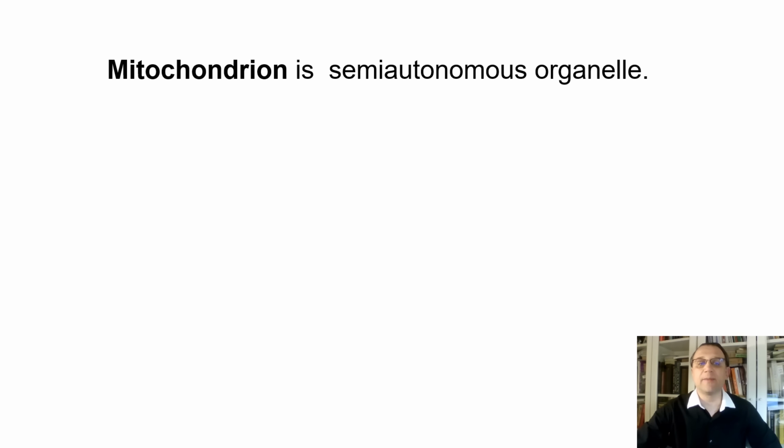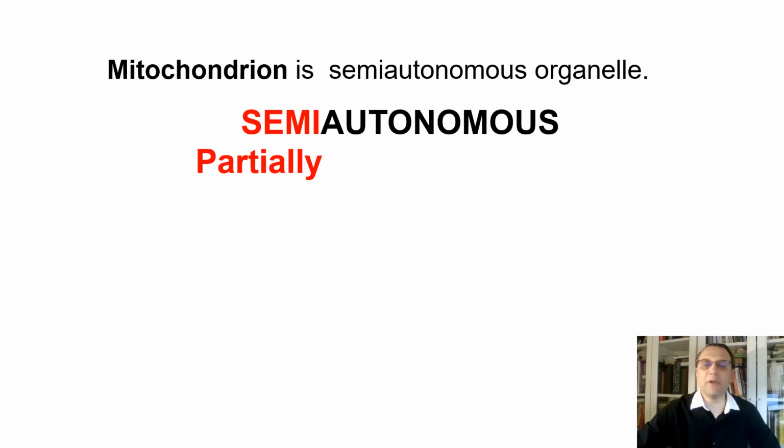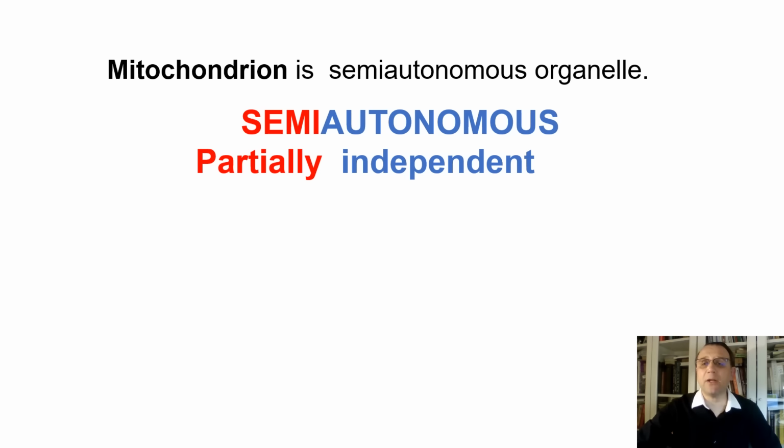Here is the etymology of the word semi-autonomous. Semi means partially. Autonomous means independent or self-governed. Why? Or how come mitochondria are independent organelles? To understand this, we better take a look at the anatomy of a mitochondrion. And the best thing to understand the anatomy of something is to make a diagram of it. So let's do this together.